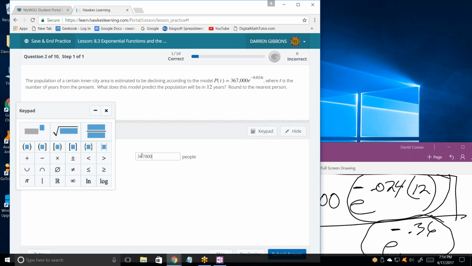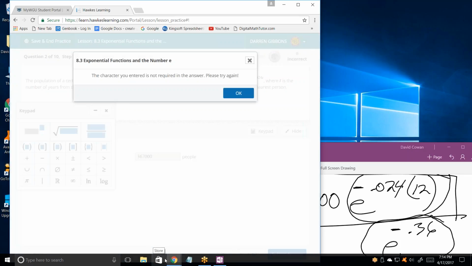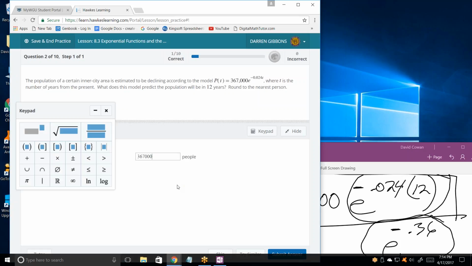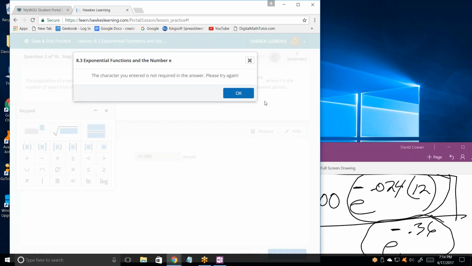367,123 times E. It does not show an E. I remember we ran into this before and it accepted. No, it did not like my number E. It's got pi over there, but it doesn't have E. Why doesn't it have E? Maybe if I multiply it by E. It doesn't even like the multiple.